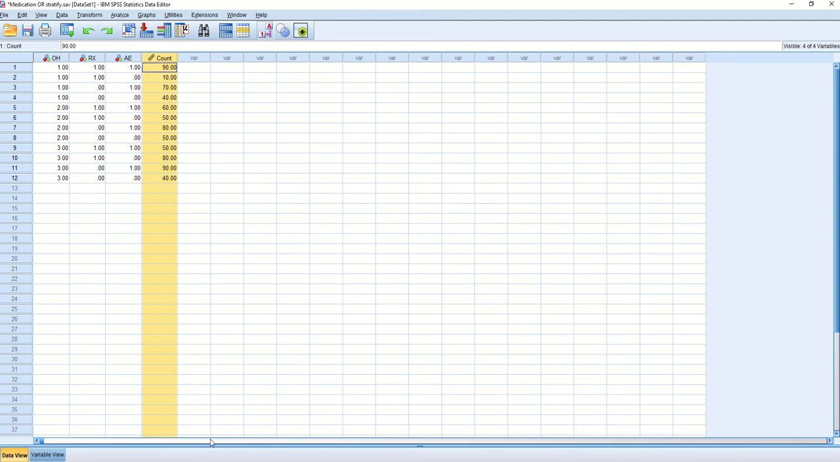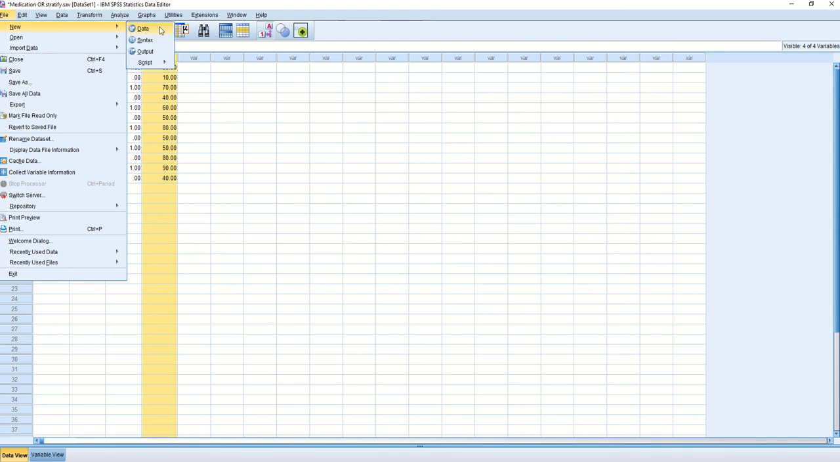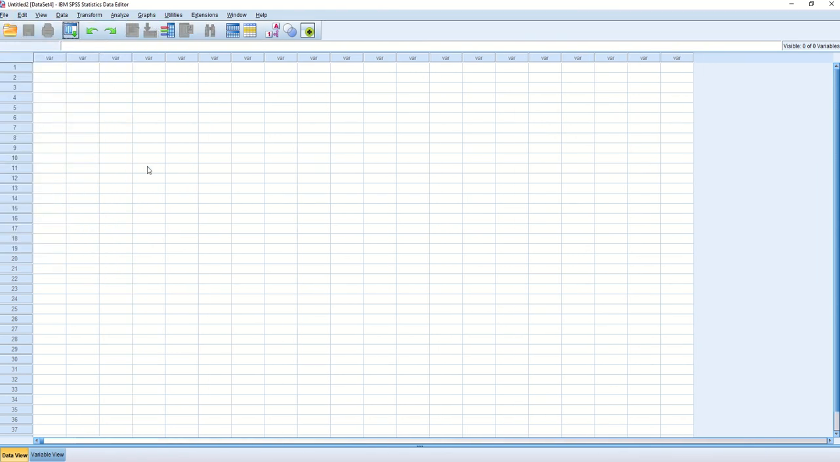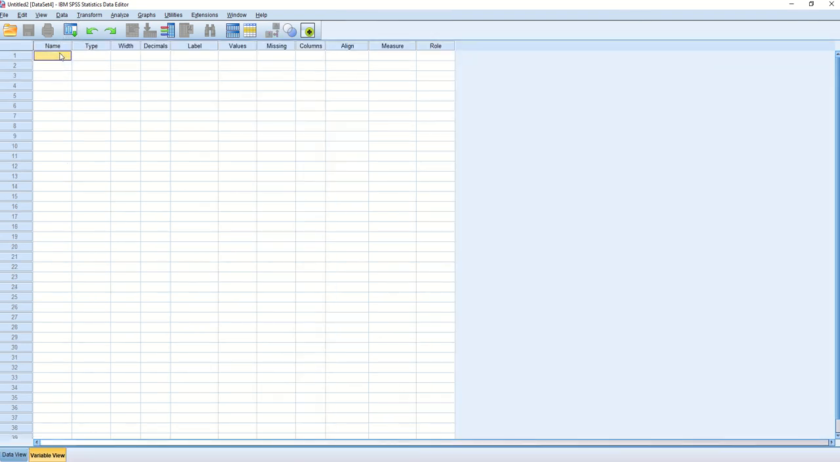What I would like to do is create one table where maybe the expected values are small, to show you that scenario. So let's create a new file in SPSS, and just go to variable view. We will call this the groups. We will call this the outcome, and this is going to be the count.